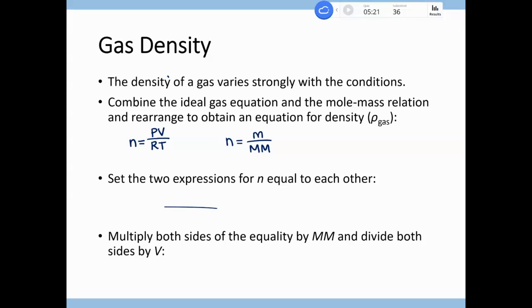Now we can set the 2 expressions equal to each other. They're both equal to n. PV over RT equals n. Mass over molar mass equals n. So we can say PV over RT equals mass over molar mass.